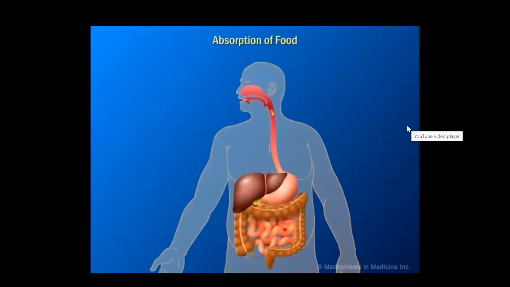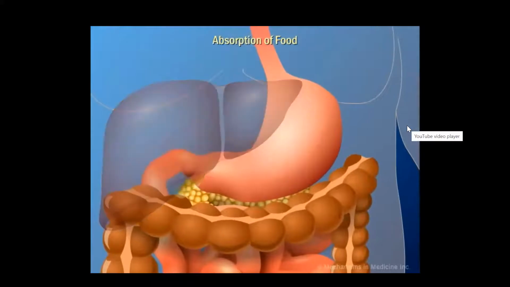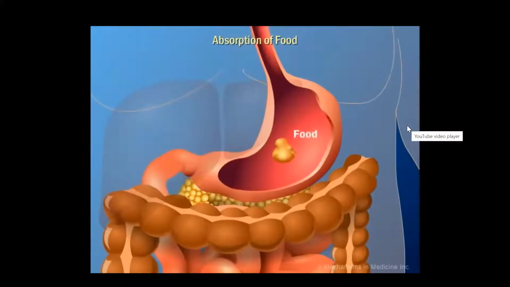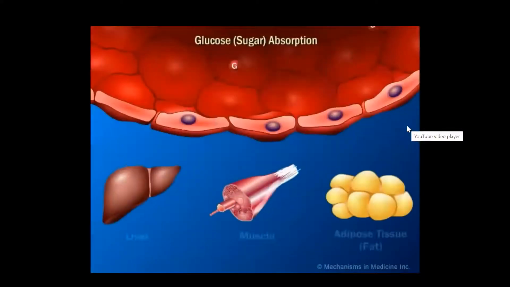When food is ingested, it travels along the digestive tract, where it is broken down into its component nutrients in order to be absorbed into the bloodstream. One such nutrient is glucose, a simple sugar. Glucose gets absorbed by the stomach and intestines, and then enters the bloodstream. It travels through the circulation to all body cells.